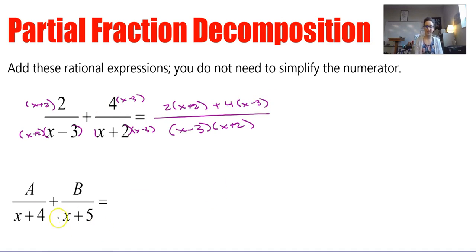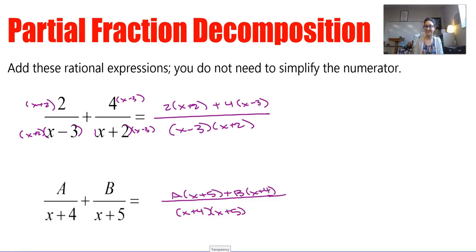Can you try this one on your own? Very similar, I just have a and b instead of numeric values in the numerator. Hit continue when you are ready to check. And again, don't simplify anything. Just leave your denominator factored and your numerator in basic form, before you would distribute. All right, hit continue when you're ready to check.